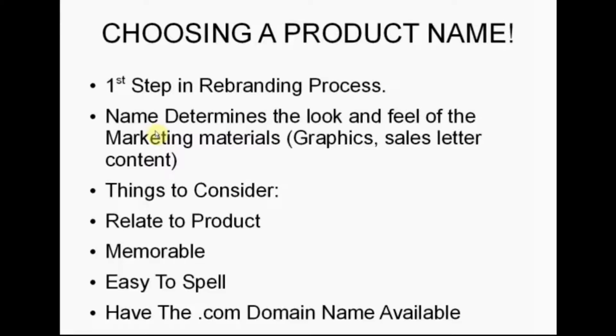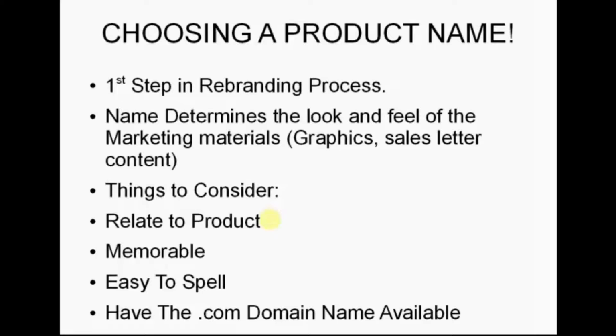Now, when you're choosing a good product name, there are some things that you could consider. First and foremost, the new name must relate to the product. It must be memorable, it should be easy to spell, and very importantly it should have the .com domain extension available. The reason I say that is you want to make sure you can get the .com extension available for your new product name before you do anything else in the process of rebranding, because the last thing you want is to go through the process to rebrand your package, come up with new graphics, do your sales letter, rebrand, only to then discover that the .com domain extension isn't available.